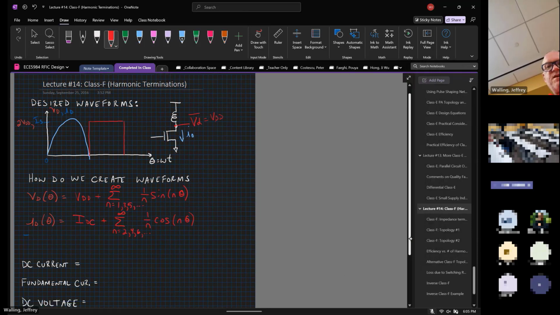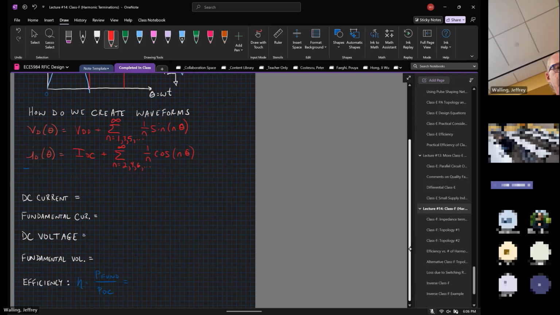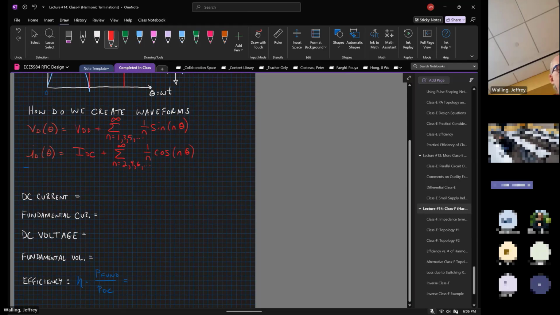All right, so this is telling me something about how I'm going to get these two waveforms. Somehow I need to make all of the odd harmonics appear in the voltage waveform, and I need to make all of the even harmonics appear in the current waveform. I've got to come up with some network that's going to do that. Before we do that, let's look at what happens if we are able to make these waveforms. So we can find the DC current if we integrate from 0 to pi over that waveform. Well, I should say the waveform only exists from 0 to pi, so we're going to integrate from 0 to 2 pi.